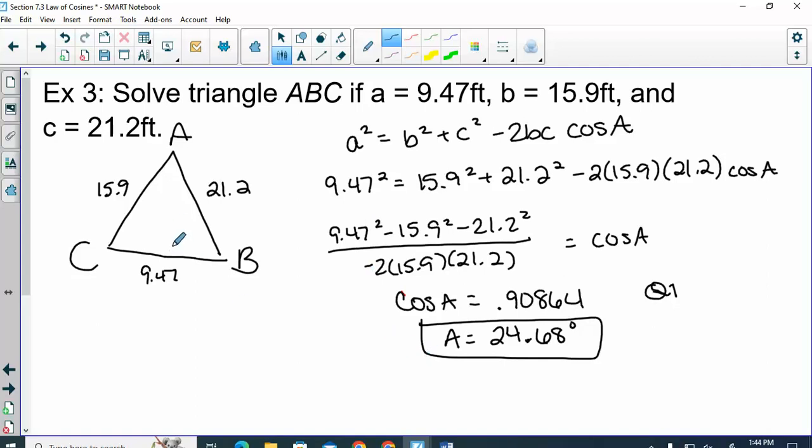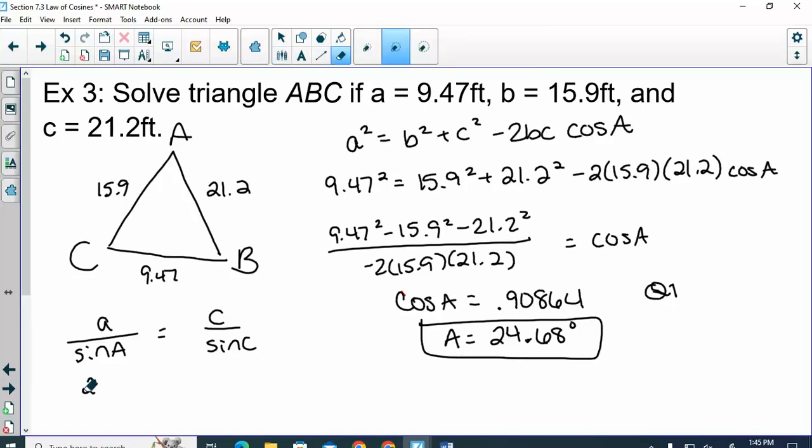What would I do to find the other angles? Okay. You have two options. We can do one of the other law of cosine formulas and repeat what we just did. Or we could do law of sines now that we have one of them. So if I went to law of sines now, I have all the information for A. Let's say I want to find C. Okay. So we get side A was 9.47.